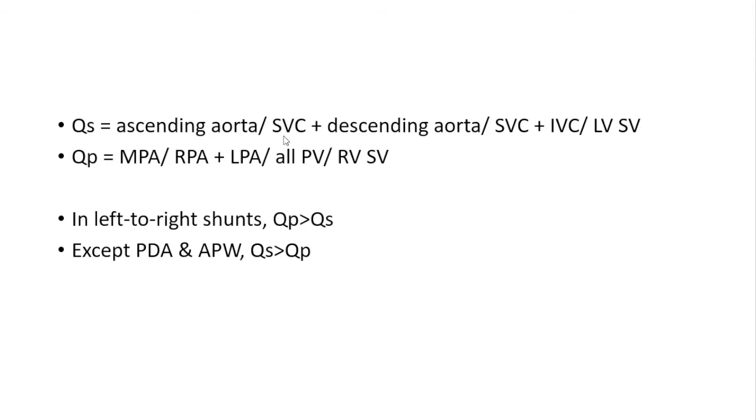So in left to right shunts, there is increase in pulmonary blood flow, so the QP is more than QS, except in shunts like patent ductus arteriosus and aortopulmonary window, where the ascending aorta and MPA Q flows are acquired proximal to the shunt. So actually, the QS is more than QP in these patients.